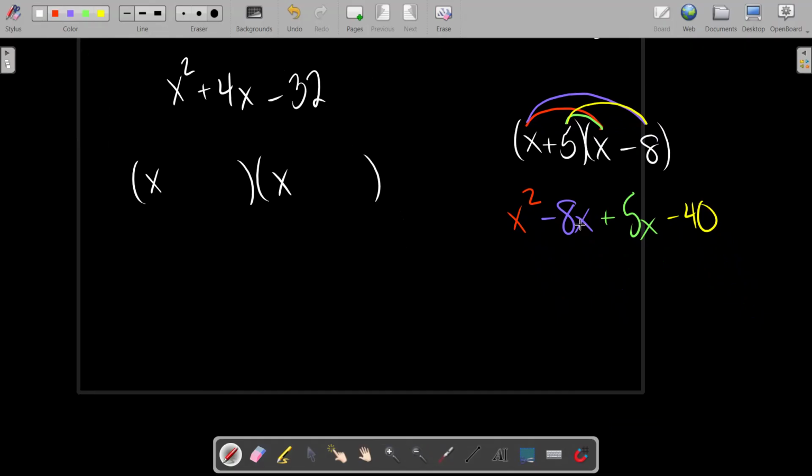Just the purple and green, right? The red is an x squared, so he says I don't have anybody to go with, and the minus 40 says I'm just a constant. I don't have anybody to go with. But the two purple and green ones are like, hey, we're both linear terms. We're both regular xy guys, so put us together, and we get minus 3x.